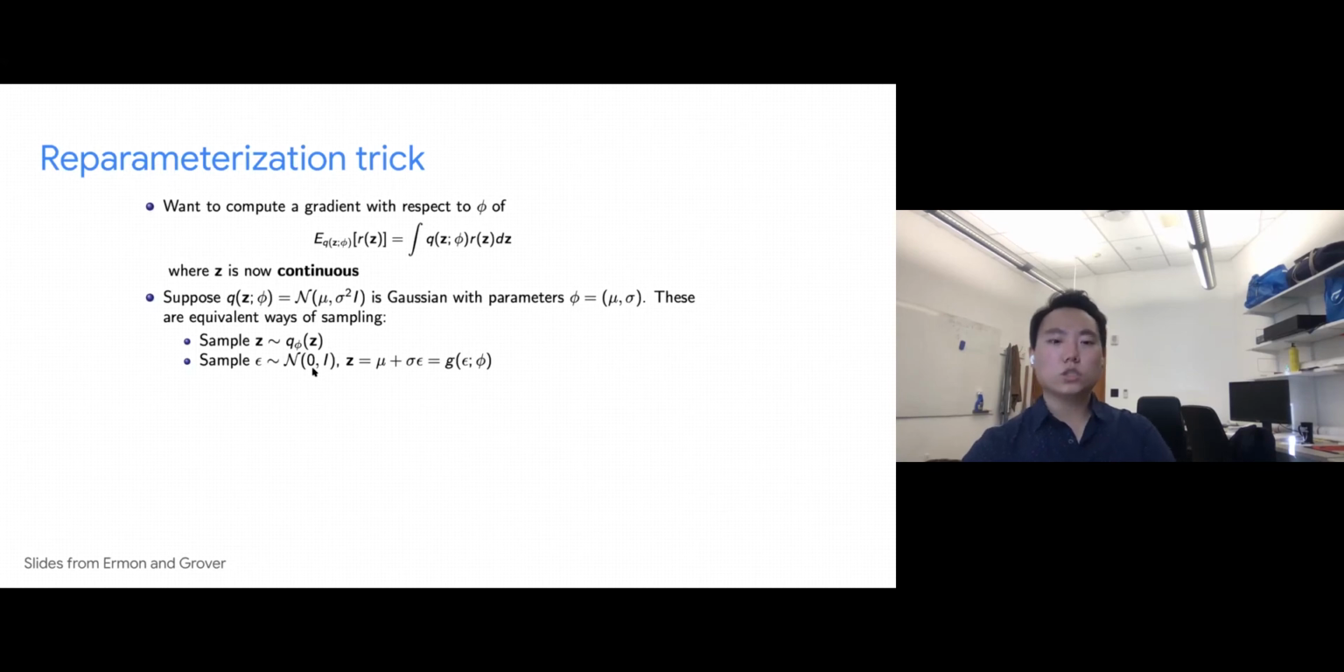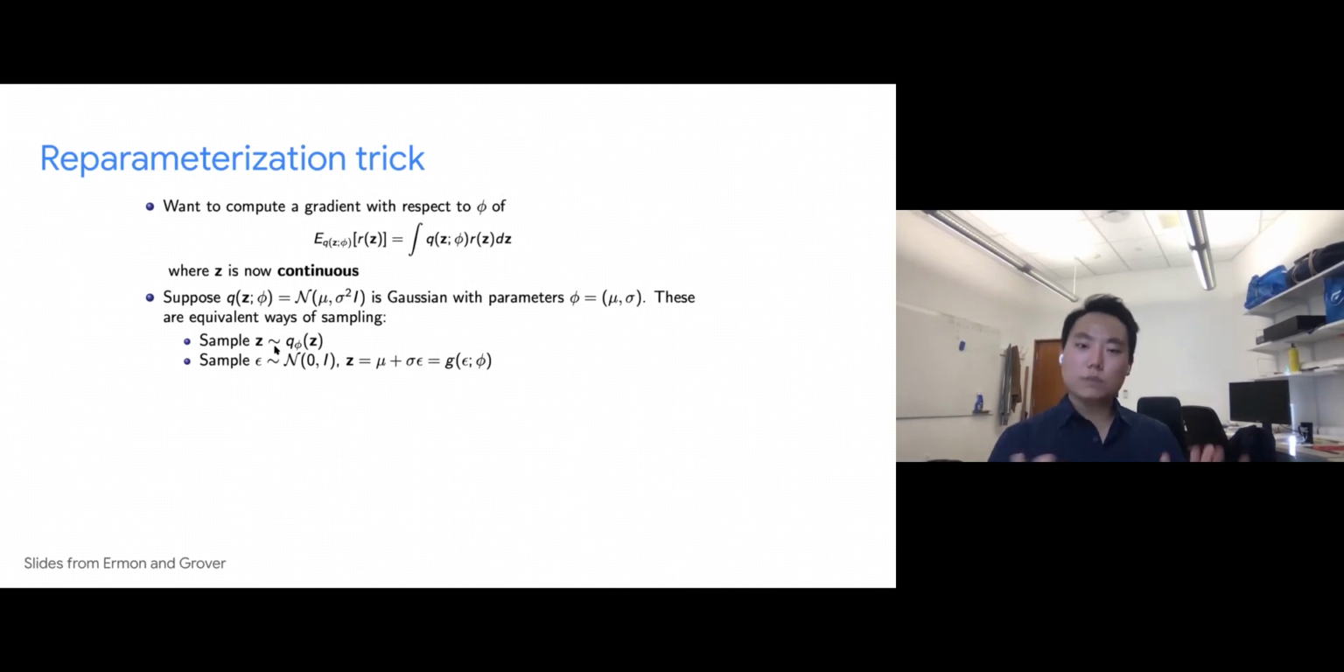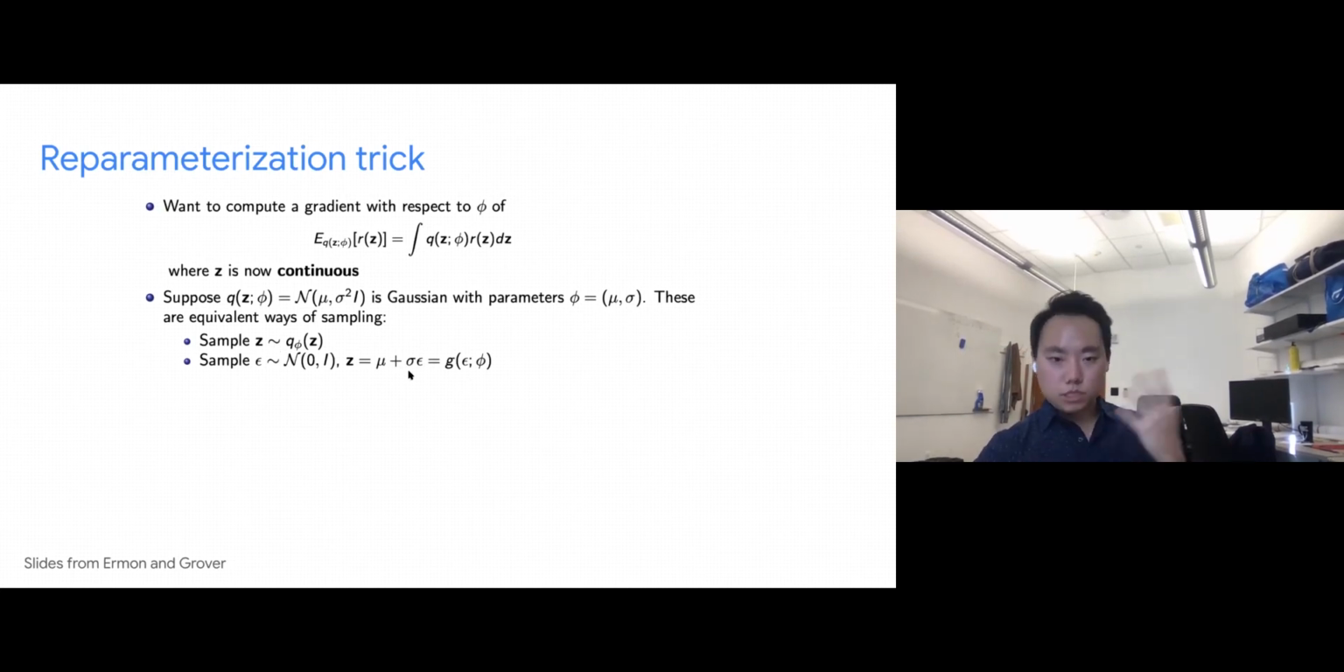Another way of doing so is to sample a single noise vector, epsilon, from a standard Gaussian. Once you have an epsilon from a standard Gaussian, you can put this epsilon through a linear transformation by multiplying it with sigma and adding mu. That actually gives you z with the exact same distribution that you want, just because of the property of linearity of Gaussians. So that is also an equivalent way of sampling z according to this distribution. But instead, you're not sampling z directly, you're just sampling epsilon from a standard Gaussian.